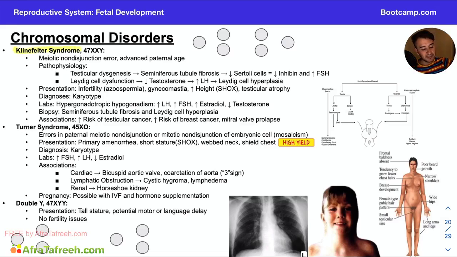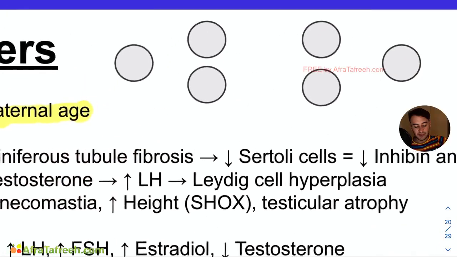And in Klinefelter syndrome, our genotype is going to be 47XXY. So we're going to have 2 copies of the X chromosome and 1 copy of the Y chromosome. And this is going to be due to meiotic non-disjunction errors. This is going to happen in advanced paternal age, but it can also happen on the maternal side. So let's go ahead and zoom in here and talk about the molecular genetics.